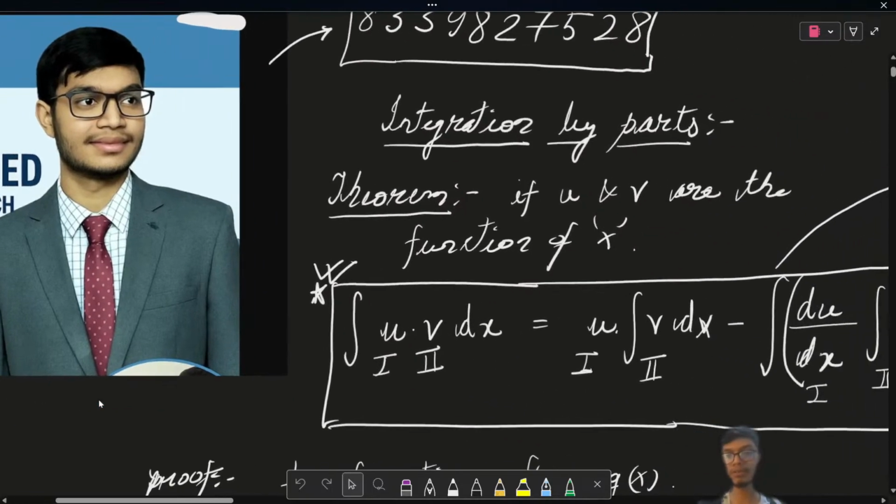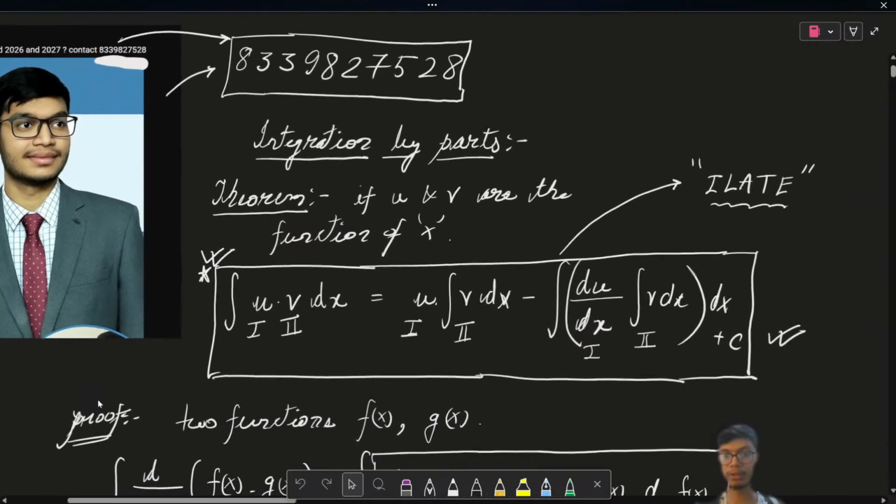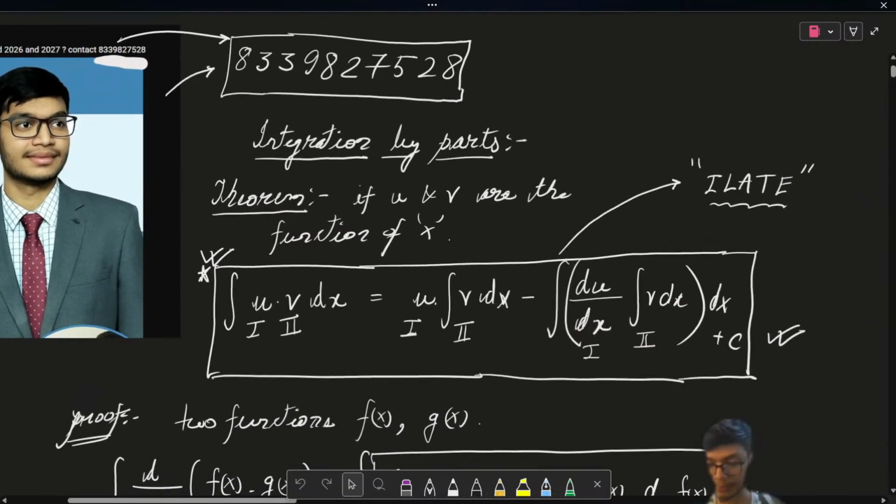So as of the previous lectures are concerned, we have already learned about integration by parts, and this was the basic theorem that you need to understand integration by parts, right?